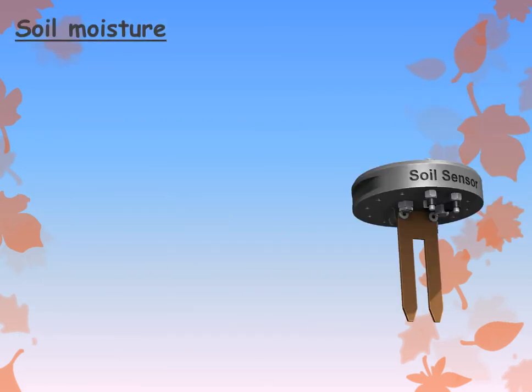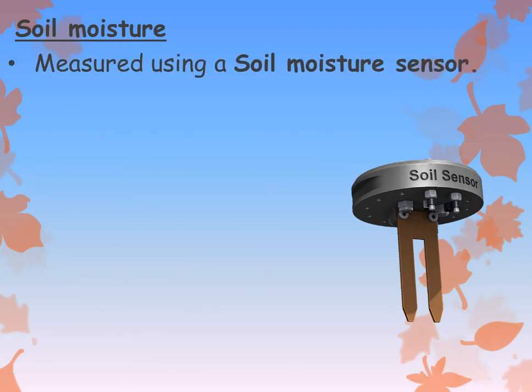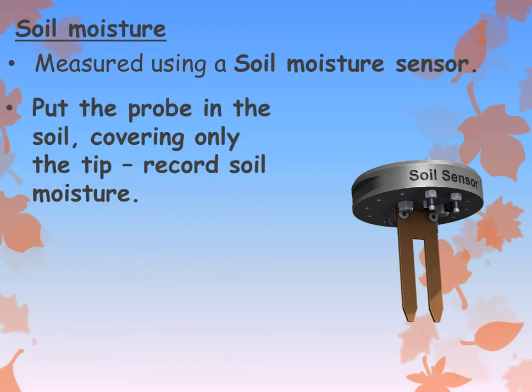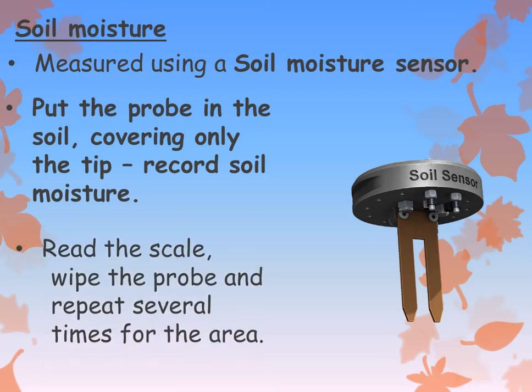Okay, then you can also measure soil moisture. So you would use a soil moisture sensor or a soil moisture probe. And again, you would put the tip of it into the soil, record the moisture, repeat several times, and then you would move to a different area.